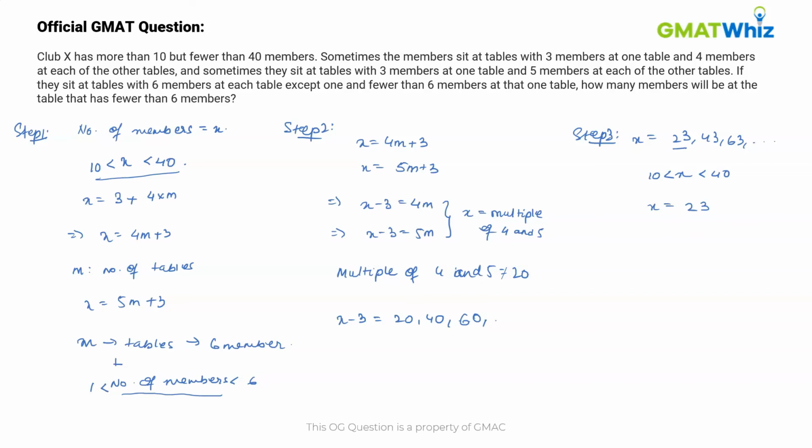And if at each of these tables 6 members are being seated, then the remainder when we divide 23 by 6 will give us the number of members sitting at the last table. So X divided by 6 will give us the remainder when we divide 23 by 6. This is equal to 5. Now this is less than 6 but greater than 1, which satisfies our condition. Hence there are 5 members who are sitting at the table that has fewer than 6 members. So the correct answer is option E.